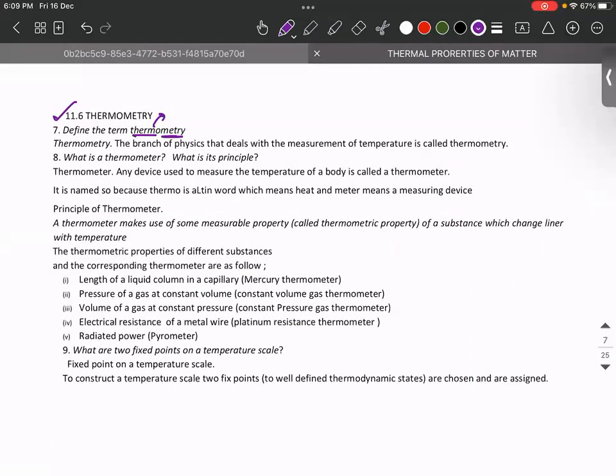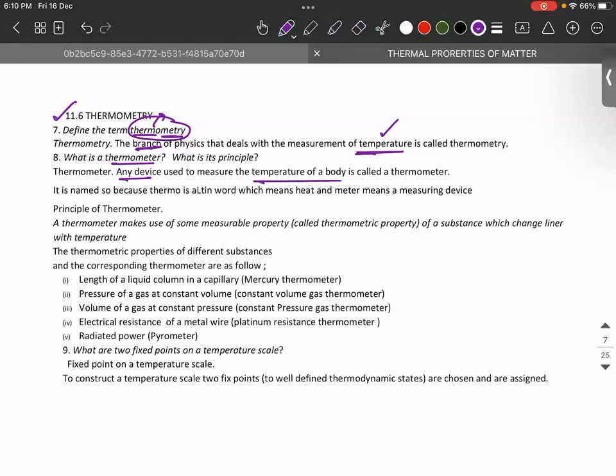Okay, next is thermometry. So what is thermometry? It is a branch of physics which deals with the measurement of temperature. So you can ask me then, what is the branch of physics that deals with the measurement of heat? Can you tell me? Calorimetry. So thermometry deals with the measurement of temperature. And you know what a thermometer is? A thermometer is basically any device used to measure the temperature of an object.